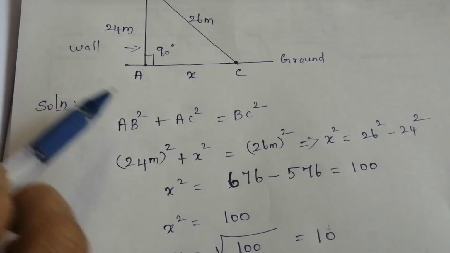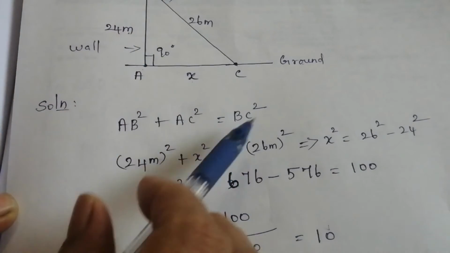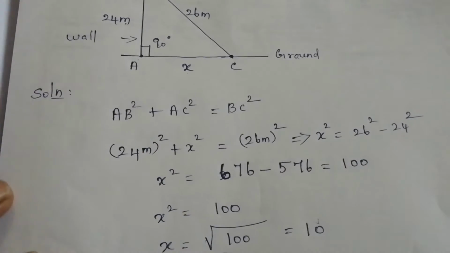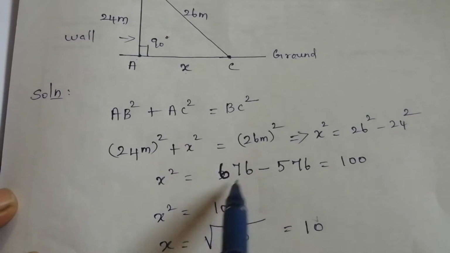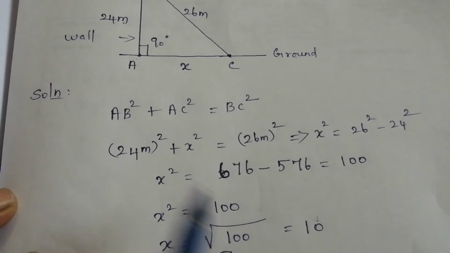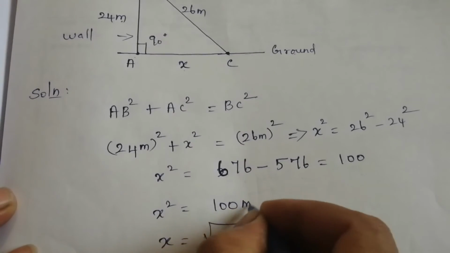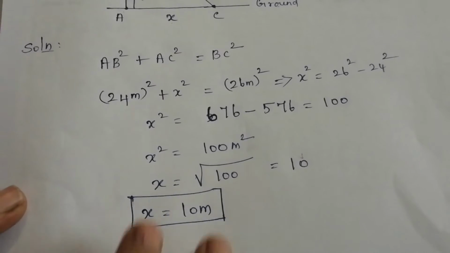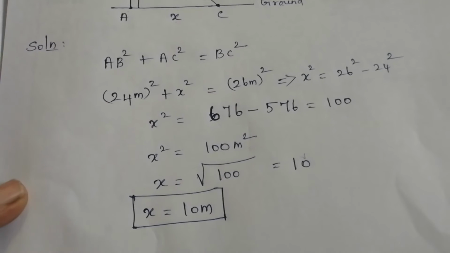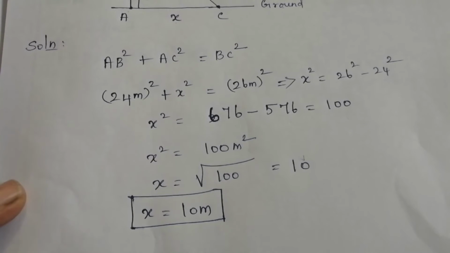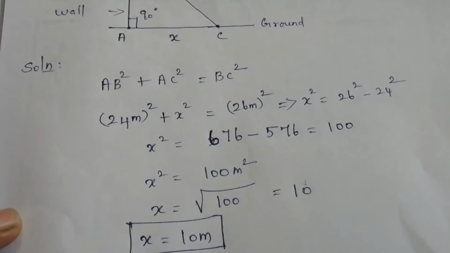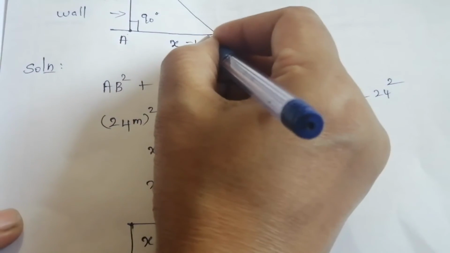Okay, so now you have to apply the Pythagoras theorem. So AB square plus AC square equal to BC square. Therefore x square equal to 26 square minus 24 square. This is equal to 676 minus 576 equal to 100. X square equal to 100 meter square. Therefore x is equal to root of 100, that is equal to 10. So x is equal to 10 meter. So the distance between the foot of the ladder and the wall is 10 meter.